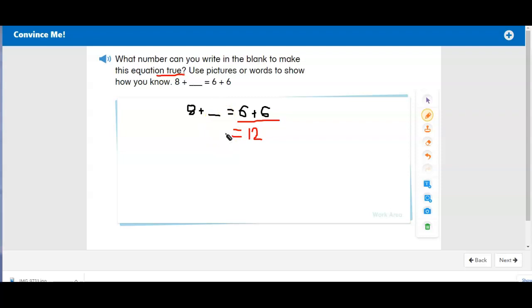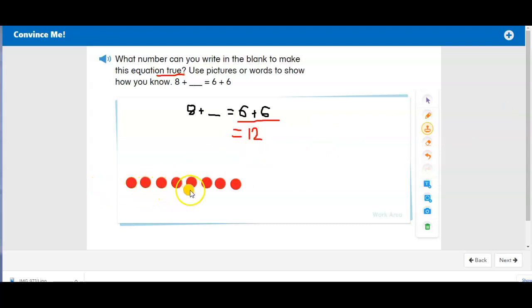And you can use pictures, words, or any other methods you would like to use. For this problem, this is just how Mrs. Collier is solving it. But if you want to use a different method or draw a picture, you can also do that. Well, let's think. 8 plus blank equals 12. We could find this by putting 8 counters or dots. 6, 7, 8. And then counting on until we get to 12.